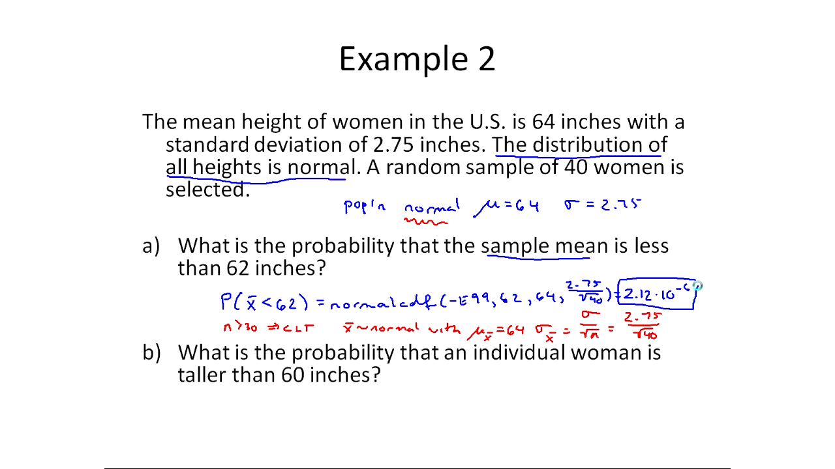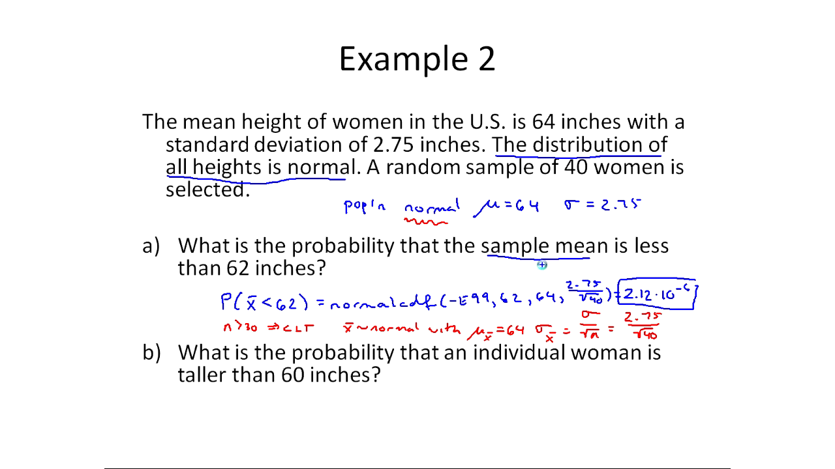So why is it so small? Well, 62 inches is 2 inches from 64, right? And you may say, well, that's within a standard deviation. But you forget that we're not looking at the population distribution anymore. We're looking at the sampling distribution, the distribution of sample means. The standard deviation for that is much smaller.